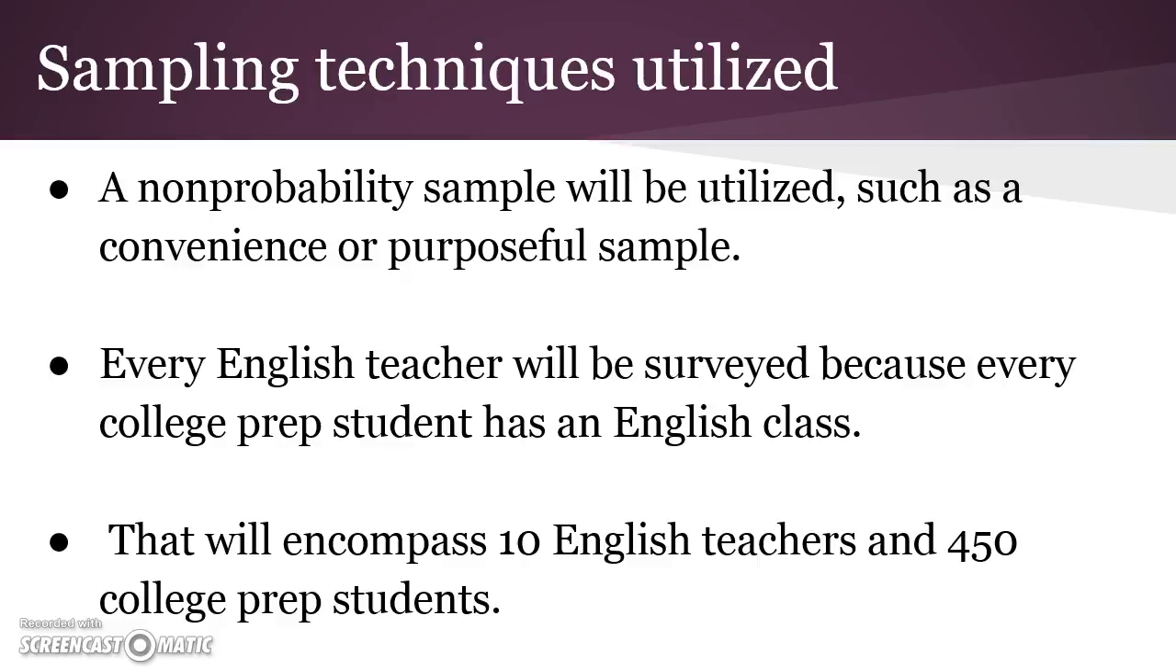Sampling. I will be doing a non-probability sample. And since every student needs to have an English teacher, all English teachers who teach college prep will be surveyed, and all college prep students, so that's roughly about 450 college prep students and 10 English teachers on my campus.